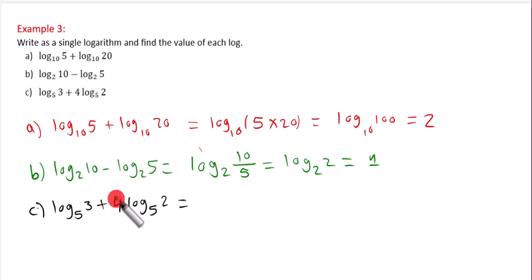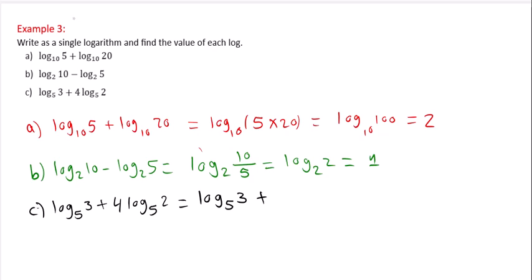I have here 4 as a coefficient. So in order to apply the quotient rule or the product rule, I must get rid of the coefficient. Okay, how to get rid of the coefficient? Easy. We can use the power rule. Let's write down the first one. We don't have any problem with that. So it will be log to base 5 of 3 equals.